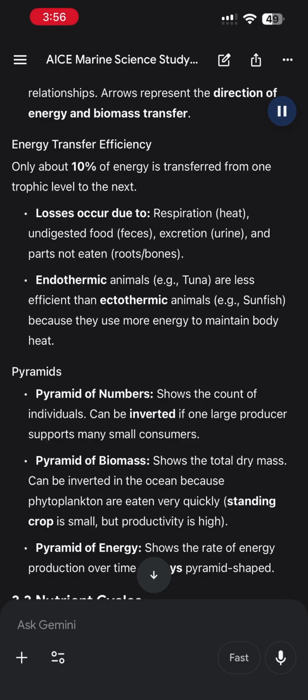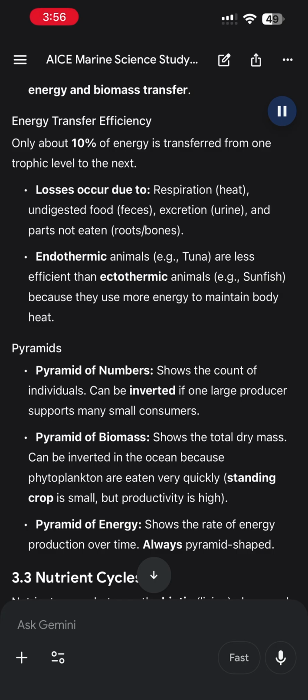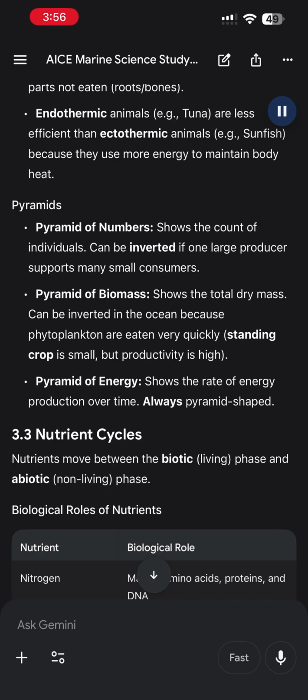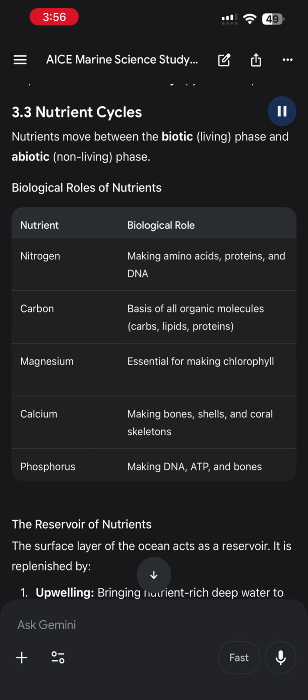Can be inverted if one large producer supports many small consumers. Pyramid of biomass shows the total dry mass. Can be inverted in the ocean because phytoplankton are eaten very quickly. Standing crop is small, but productivity is high. Pyramid of energy shows the rate of energy production over time. Always pyramid-shaped. 3.3 Nutrient cycles.